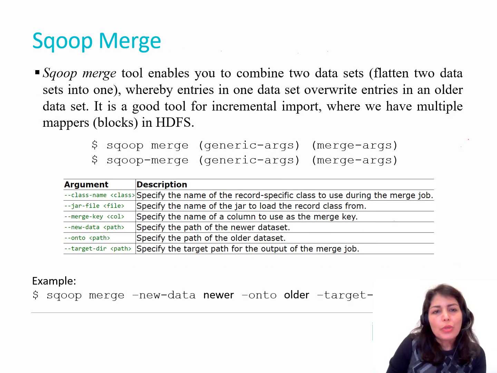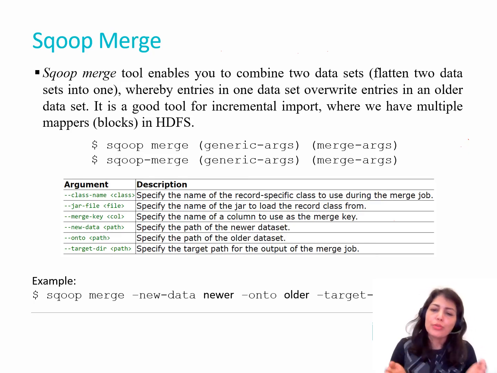Another useful component of Apache Sqoop is Sqoop merge. Sqoop merge provides a tool to combine two datasets into one dataset. This is a good tool for incremental import. As in incremental import, we will have a newer dataset and we will have an older dataset. And so we want to merge these two into one dataset.